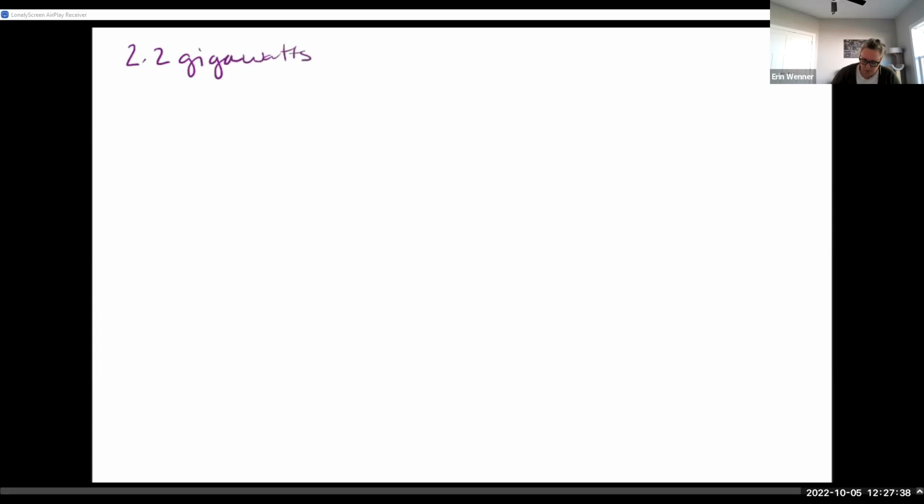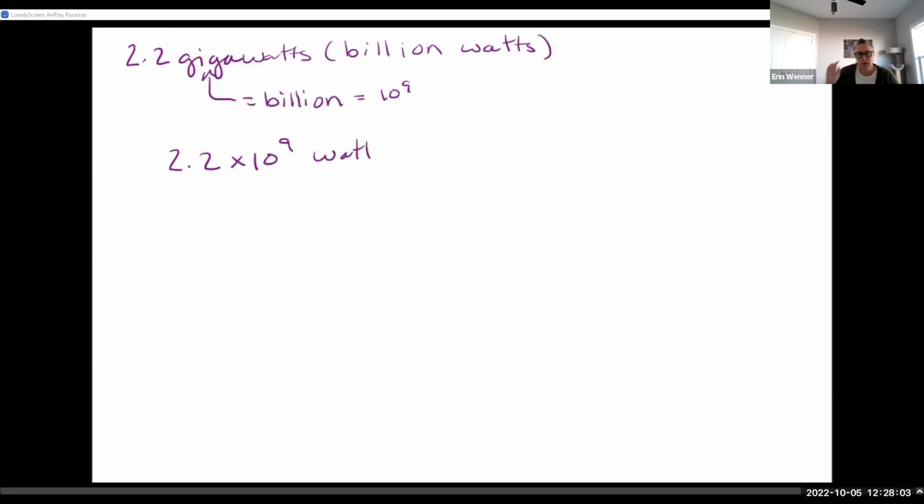And then it says in parentheses, billion watts. What that means is the word giga is billion. And so instead of billion, remember billion equals 10 to the 9th. So that 2.2 gigawatts is really 2.2 times 10 to the 9th watts. So it says a new coal burning power plant can generate 2.2 gigawatts of power.